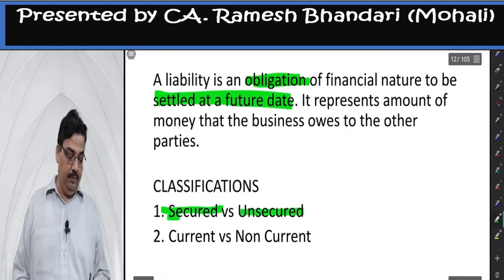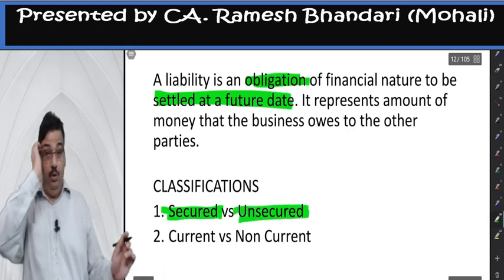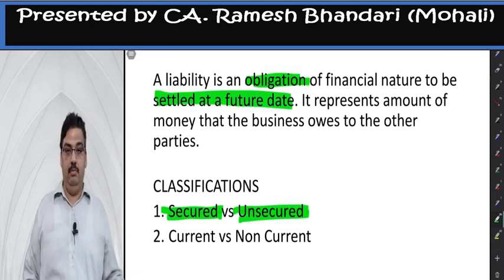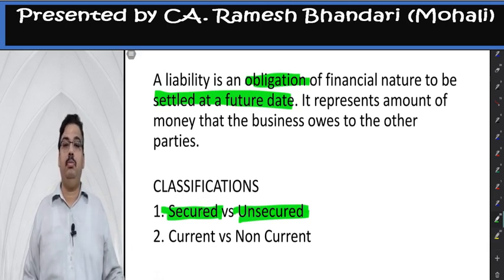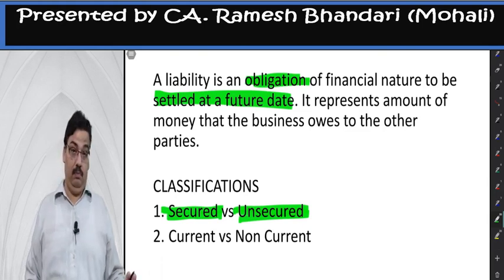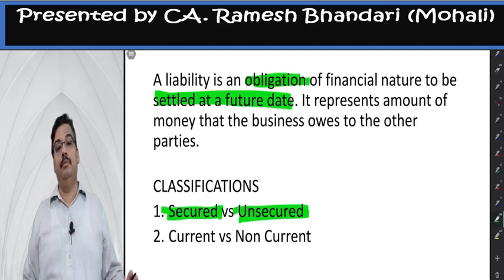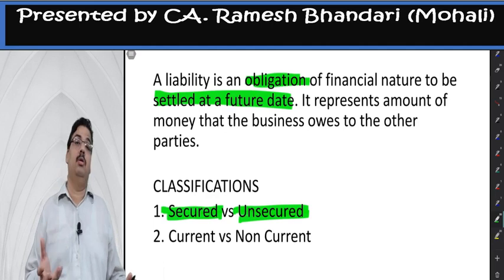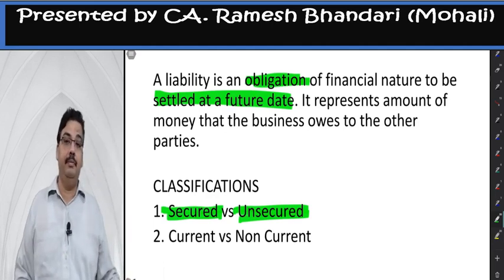Secured versus unsecured. For a few loans, you have to give some security, some mortgage, some pledge. It becomes a secured loan. For a few items, you have not given any security. Most of the time, a promoter loan is unsecured. So you have to classify this also. You have to show this also. In analysis, this is also relevant.